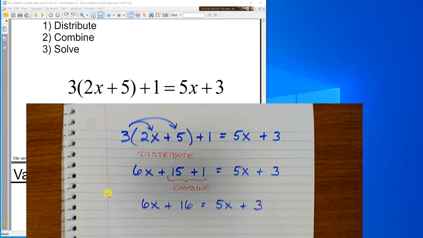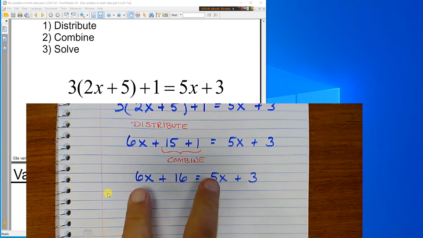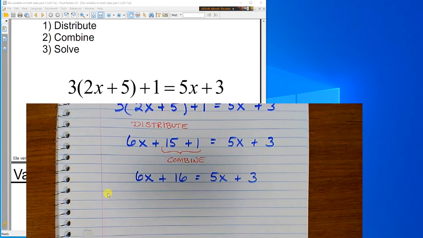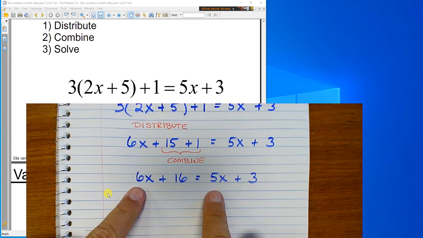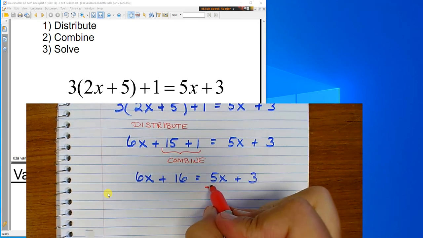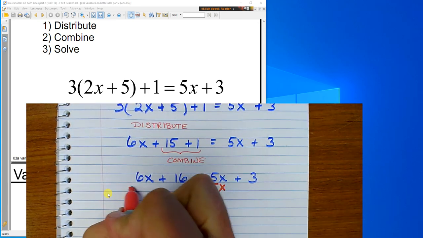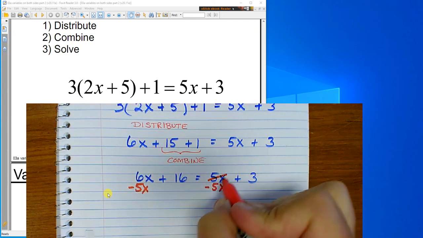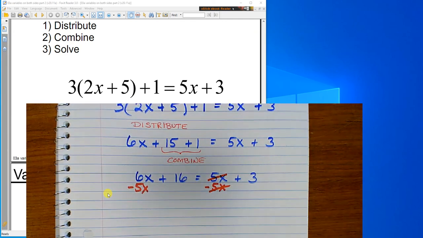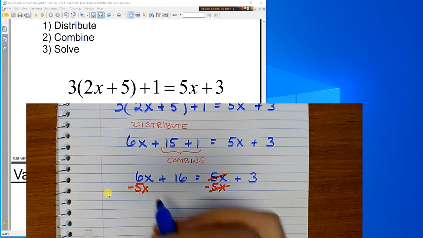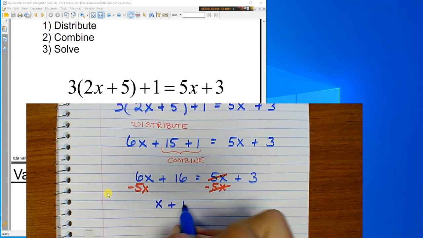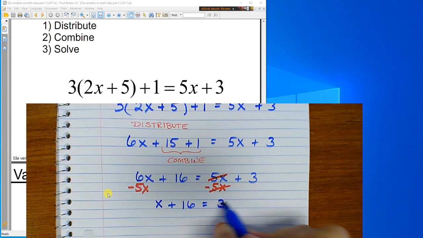You have options here. Do you want to subtract 5x from both sides, or do you want to subtract 6x from both sides? I'm going to subtract the 5x, and the only reason I'm going to do that is because 6 minus 5 is easier for my brain than 5 minus 6. Minus 5x, minus 5x. That gives me x plus 16 equals 3.